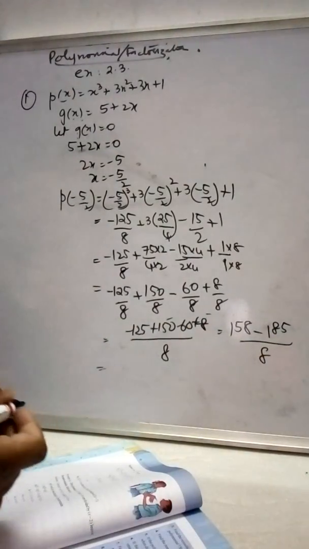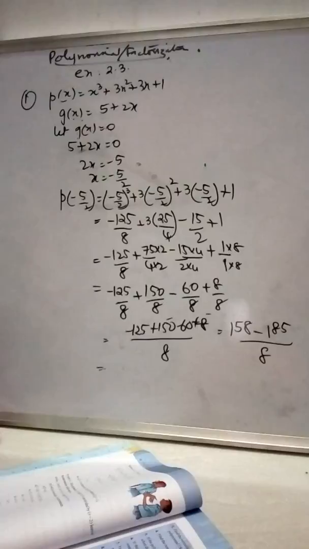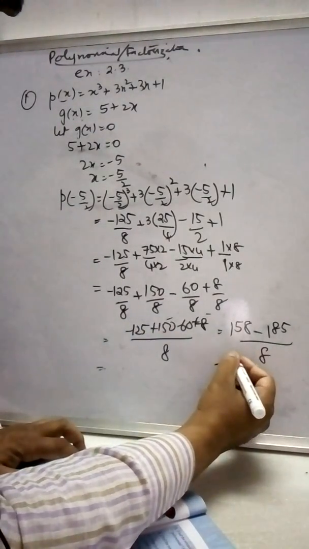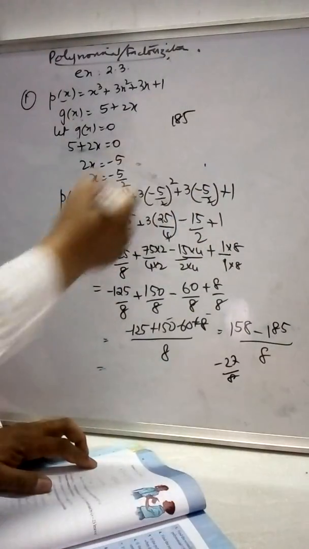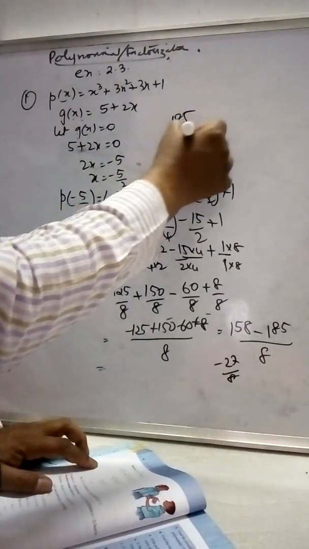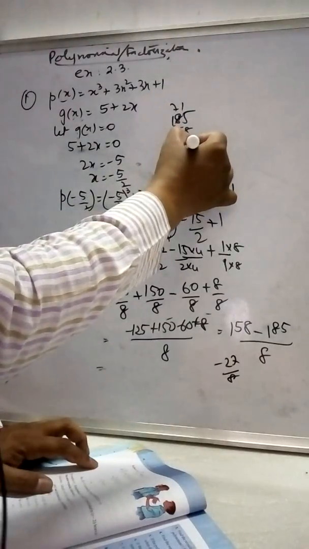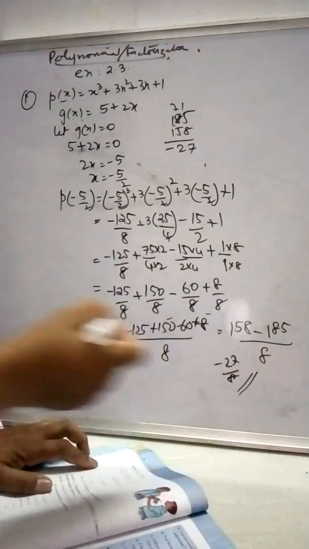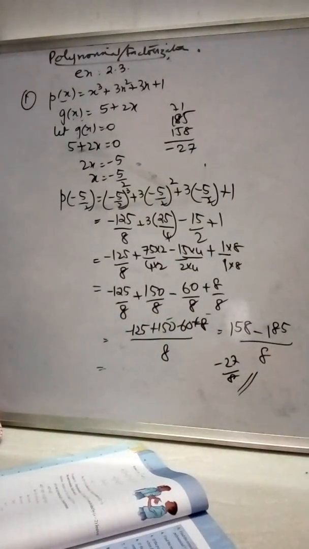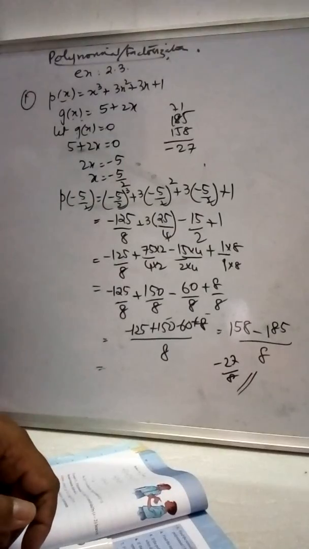So which will be equal to 185 minus 158. So that gives me minus 27 by 8, because see, 185 minus 158: 15 becomes 7, 15 minus 8 is 7, 7 minus 5 is 2, minus 120. So whenever p of x is divided by g of x, that is 5 plus 2x, the remainder is minus 27 by 8. Hope I answered the question.